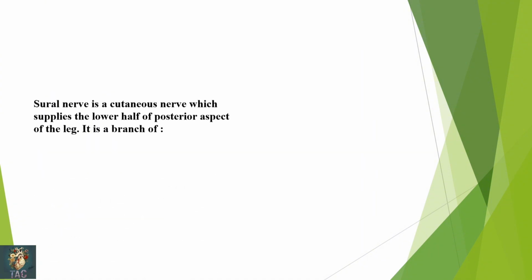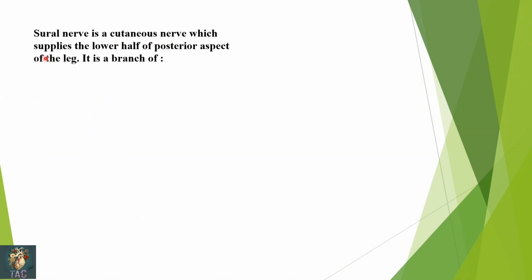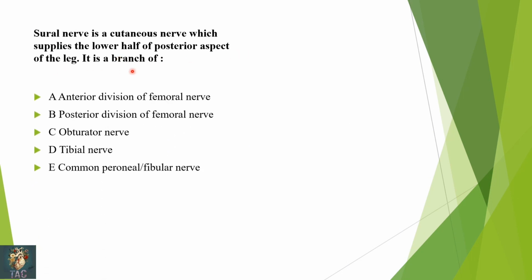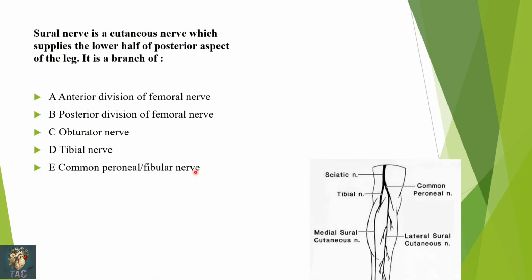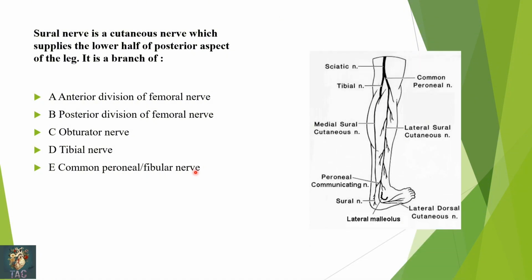Next is, the sural nerve is a cutaneous nerve which supplies the lower half of the posterior aspect of the leg. So it is the branch of the anterior division of the femoral nerve, posterior division of the femoral nerve, the obturator, tibial, or common peroneal. A little bit indirect question, because the sural nerve is formed by combining the medial sural cutaneous nerve and peroneal communicating nerve. So these two nerves join to form the sural nerve, and the medial sural cutaneous nerve is a branch of the tibial nerve. So this is the answer to the question, that is option D.